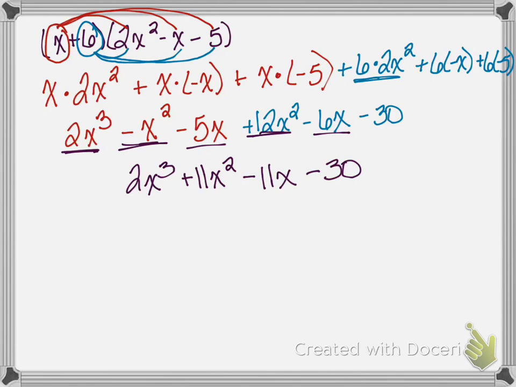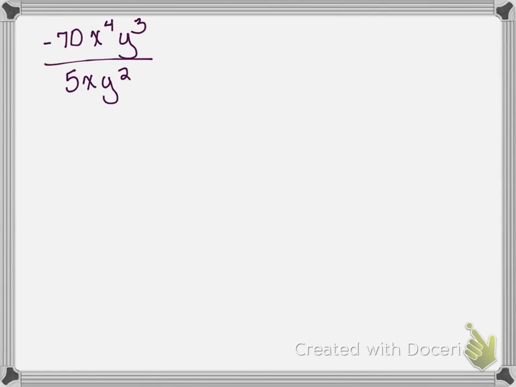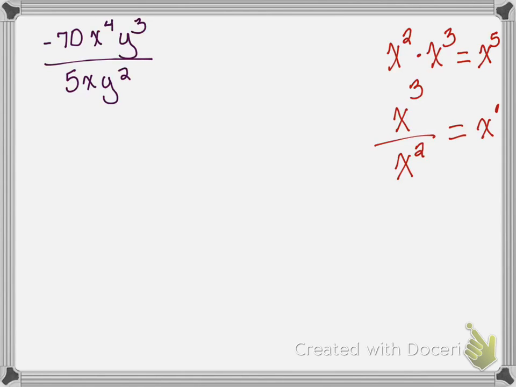Okay, let's do our last one. Okay, this one is not too bad. We've got negative 70x to the fourth, y to the third, over 5x y squared. Okay, now when I have x squared times x to the third, what do I do with those exponents? When I'm multiplying like bases together, what do I do with their exponents? Add them. Good. Okay. Now, if I am dividing them, what do I do with my exponents? Yes, you are absolutely correct.